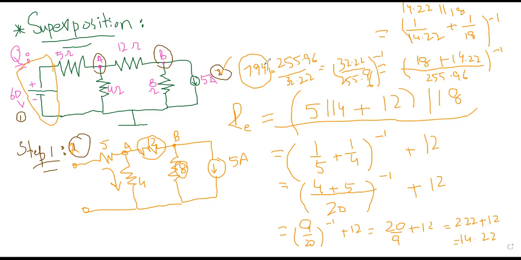Everything is clear, Zen? Yes, sir. Okay. So the equivalent resistance is 7.94.